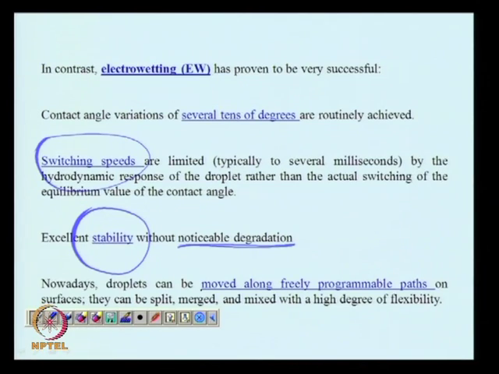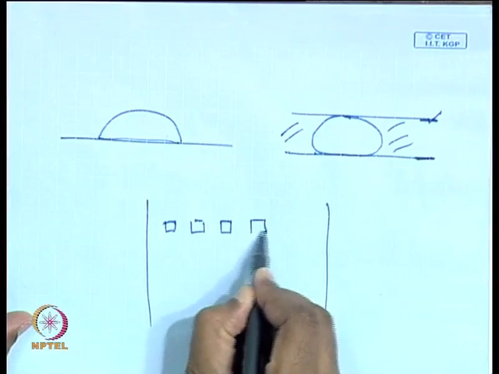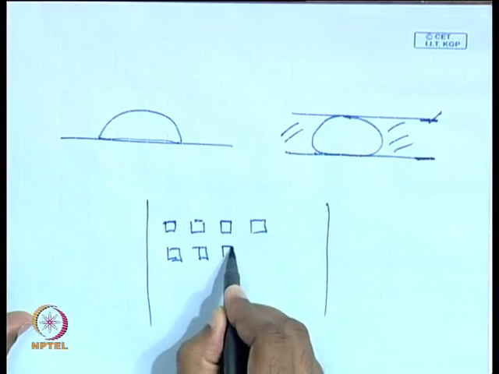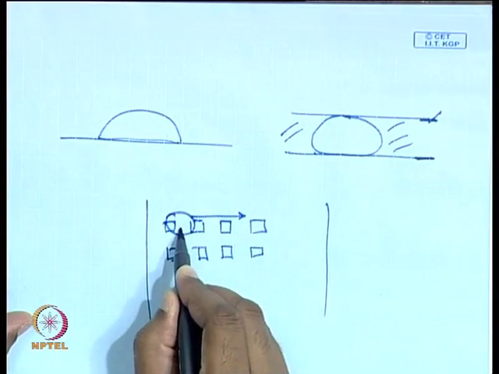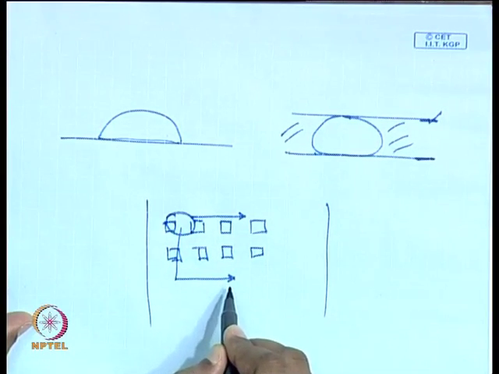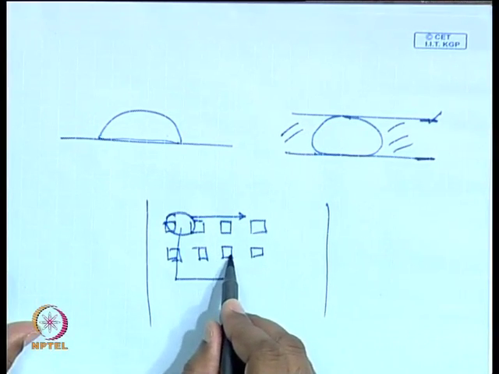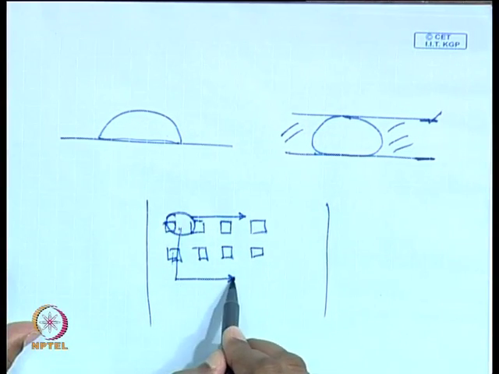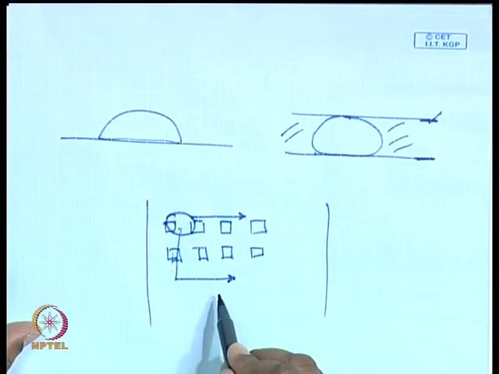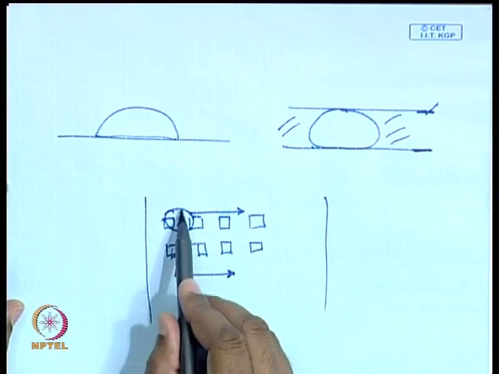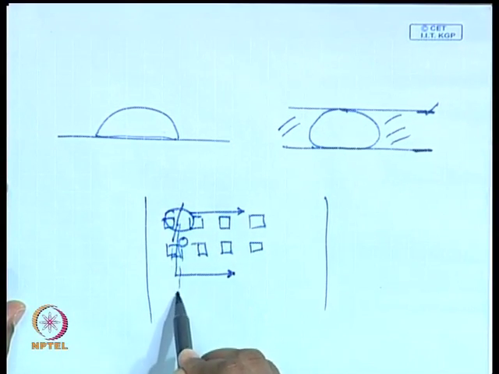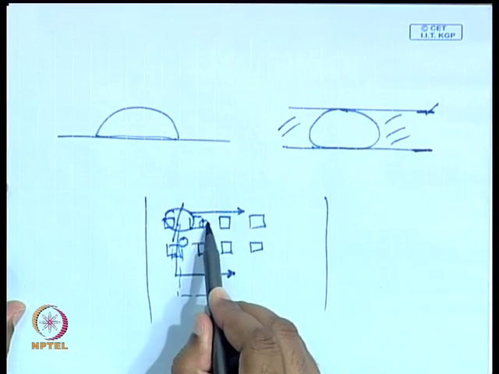So, you are going to have a large number of electrodes, probably in an array like this, where on the surface you have several electrodes, and depending on how you switch these off and on, a droplet sitting over here can be made to move in any direction or take any path. You can program the switching on and off of these electrodes and thereby make the droplet move on any prescribed path, creating enough flexibility in the design of the process such that a droplet can be split, and one droplet will move in this direction and the other in another direction.